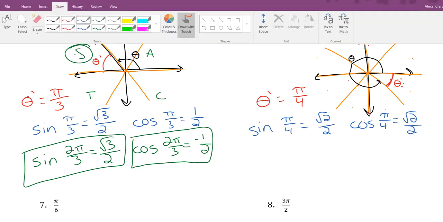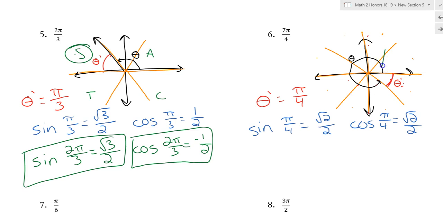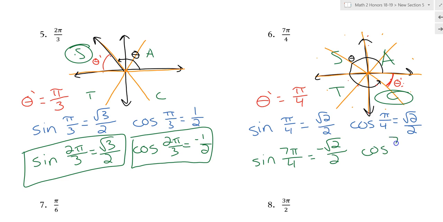Now we have to think about our signs. All students take calculus. We're in this one, so cosine is positive. So sine of 7 pi over 4 is negative square root 2 over 2. Cosine of 7 pi over 4 is positive square root 2 over 2. Right? Cosine's positive, so sine is negative.